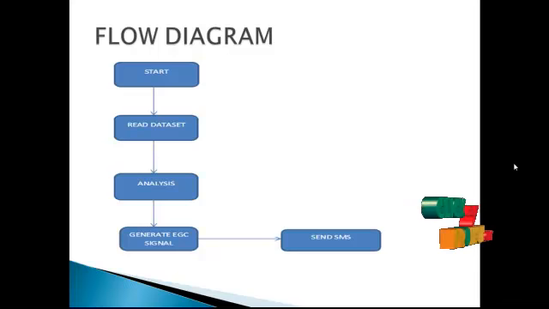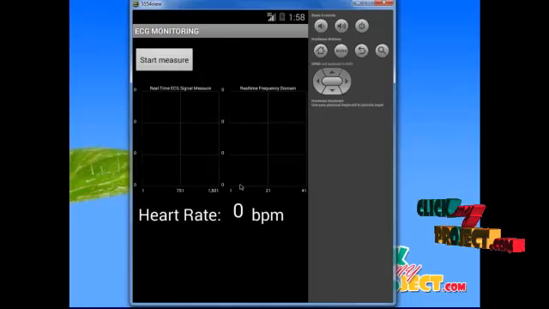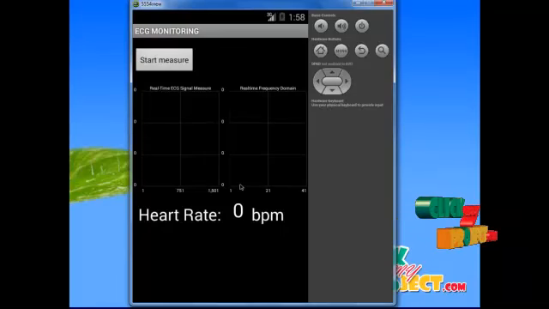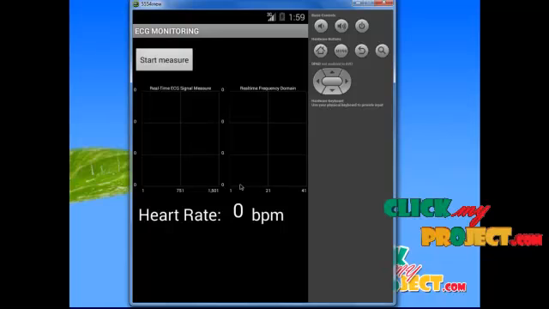Let's see the demo of this project. This is the starting page of our application. The first one is the start measure button. The next one is the real-time ECG signal measure graph, and the next one is the real-time frequency domain graph.